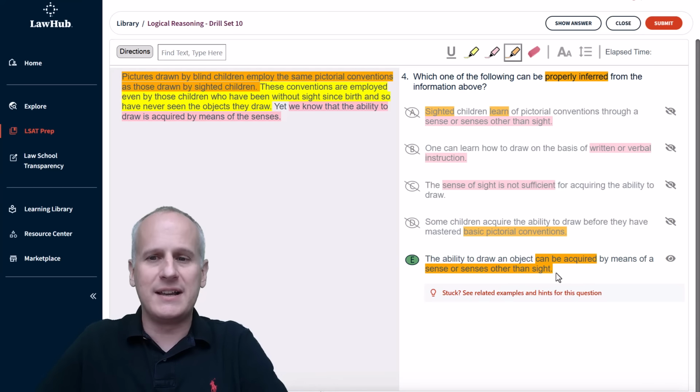So you can see, again, hopefully this would go a little bit faster when you're doing your own evaluation, but highlighting in different colors, focusing on reasons to eliminate, and when you're down to two, something that's a little bit more open-ended as the correct answer, as we saw between E and A, can help you with future identifying inference questions such as number 4 from logical reasoning drill set number 10.